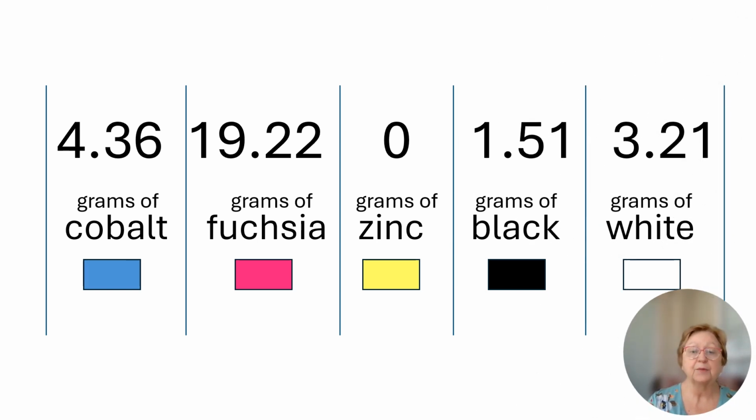In PC Color Mixer, you specify how much clay you want to make of a particular color using a hex code, or you can use a color picker, which I'll show you in a little bit. So I said that I wanted to make 1 ounce of clay, and the numbers to do that are 4.36 grams of cobalt, 19.22 grams of fuchsia, no zinc, 1.51 grams of black, and 3.21 grams of white.